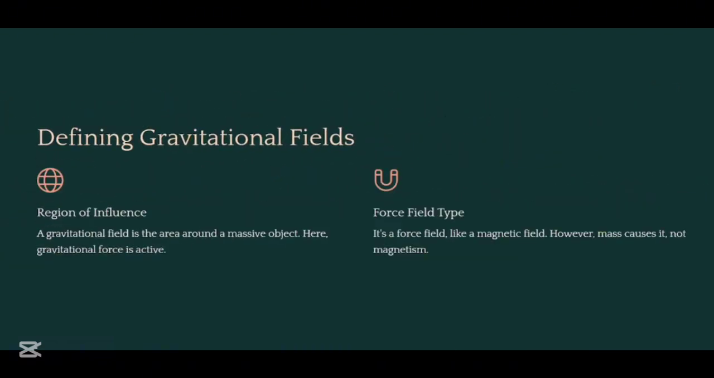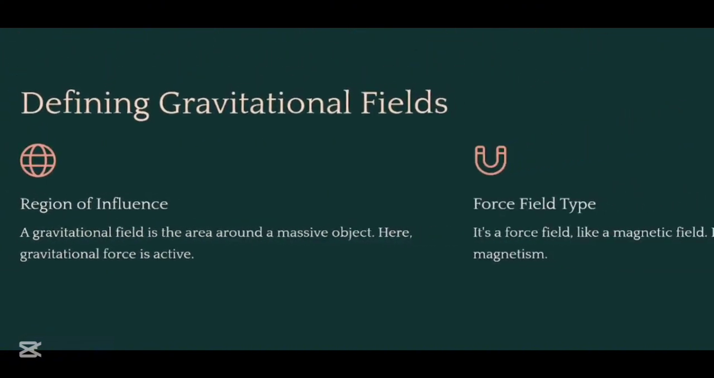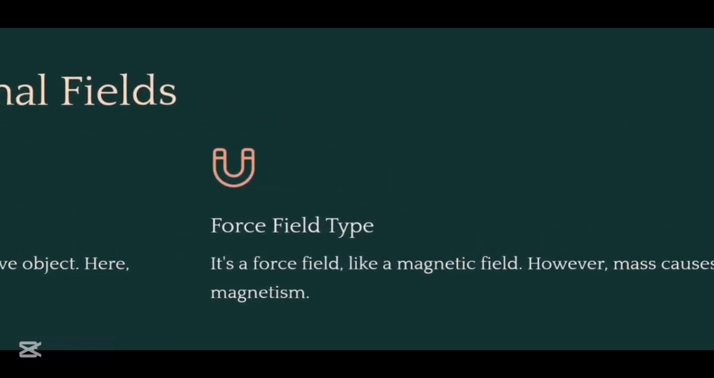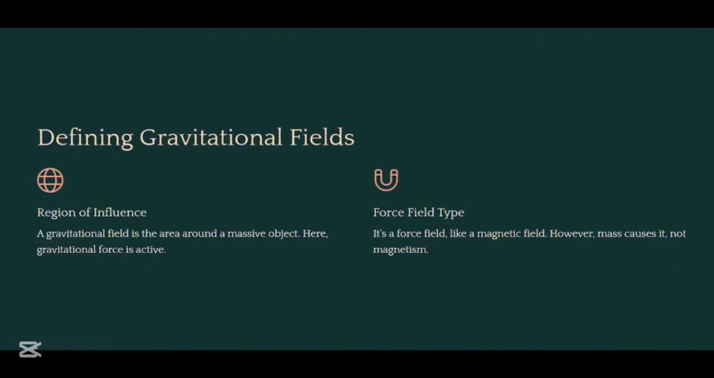Defining gravitational fields. A gravitational field is the area around a massive object. Here gravitational force is active. It's a force field like a magnetic field. However, mass causes it, not magnetism.